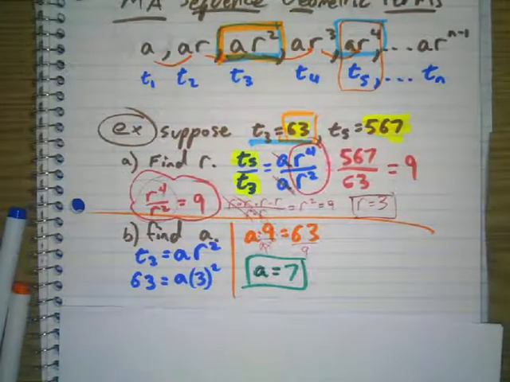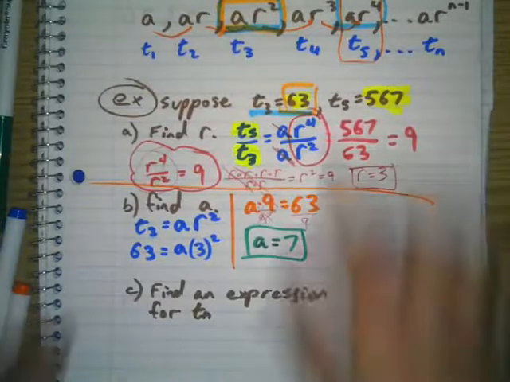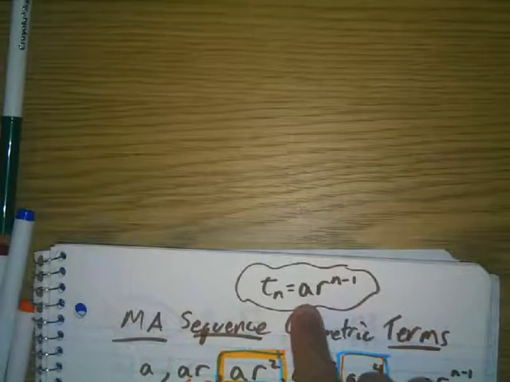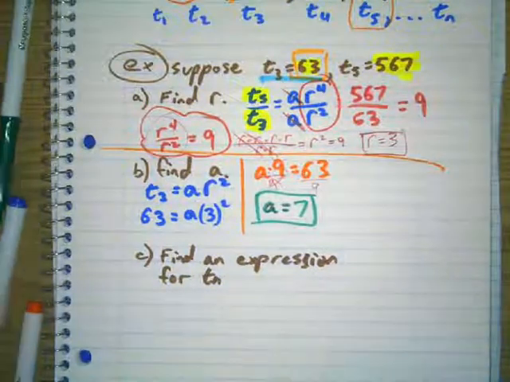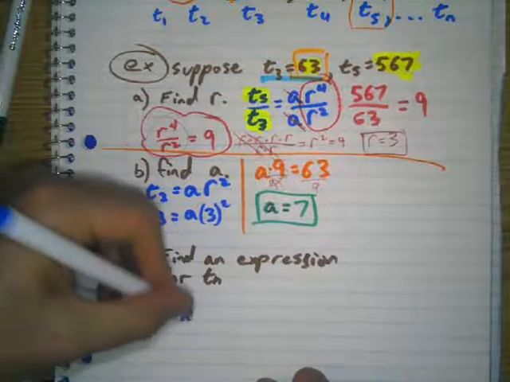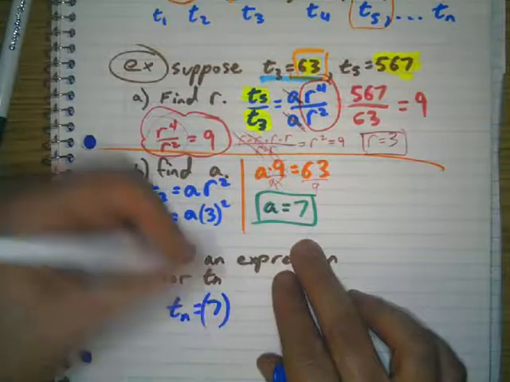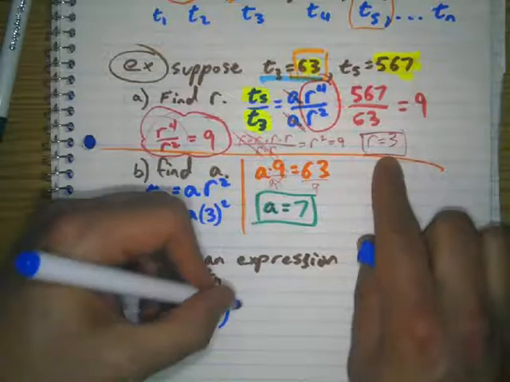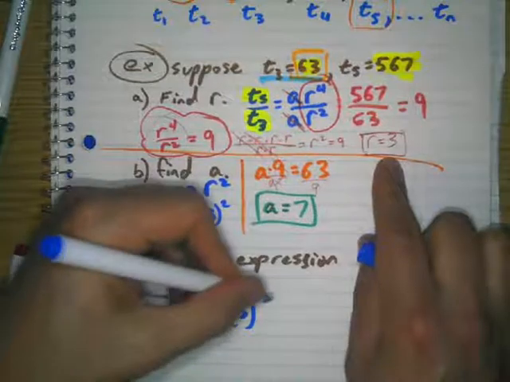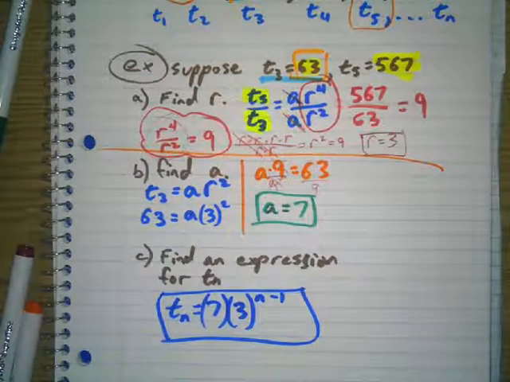Okay, part C. Find an expression for t sub n. Well, you know that t sub n is equal to a times r to the n minus 1. So an expression for this is t sub n equals 7 times 3 to the power of n minus 1. This is the expression for the nth term. All right, let's do a couple more examples.